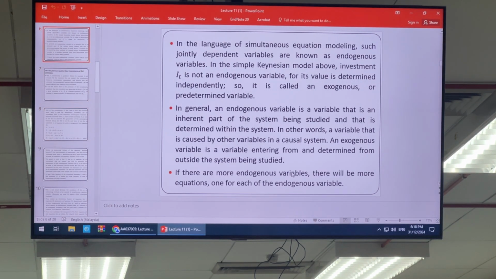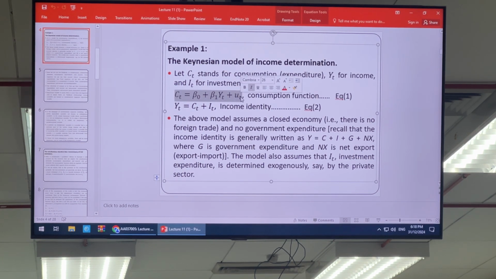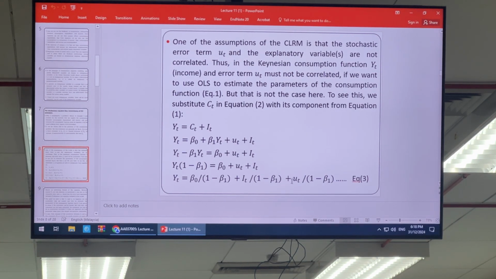So remember again, if you want to use ordinary least squares to estimate the first equation, we need to make sure that yt is not correlated with ut. But given that yt is also determined by this, as given in equation 2, we can see here that yt is correlated with ut. So it's not uncorrelated, it's correlated with ut. Meaning that the use of ordinary least squares is not suitable to estimate the parameters in the first equation.